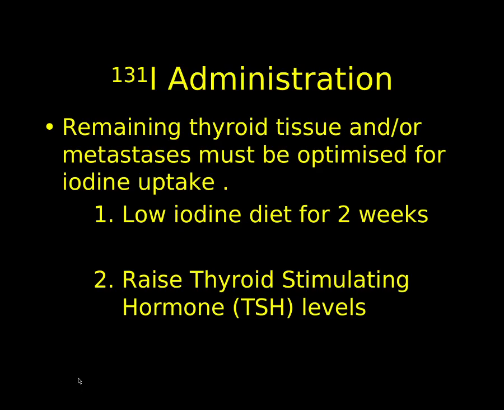You can do that with a low iodine diet, which just as a rough guide would be avoiding seafood and also avoiding pink food colorings, which are for some reason high in iodine. You can do that and also raise the patient's TSH levels. Raised TSH levels are associated with increased uptake of iodine into thyroid cells, including thyroid tumor.